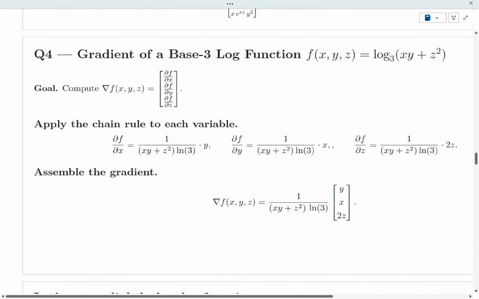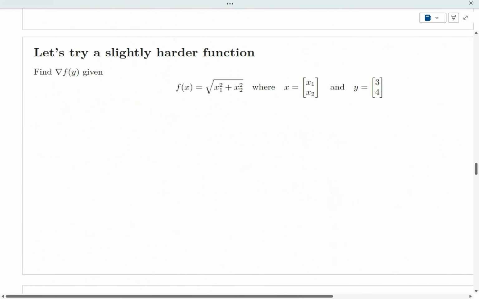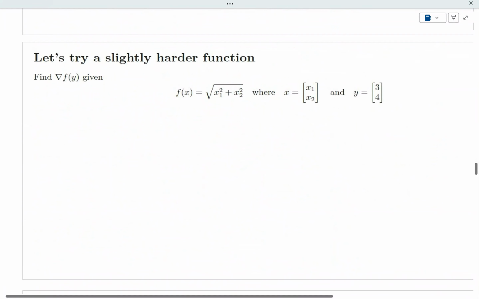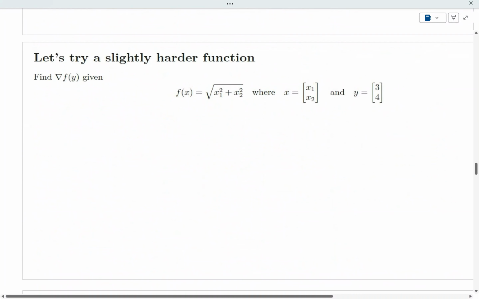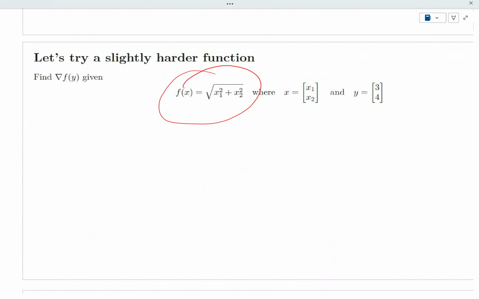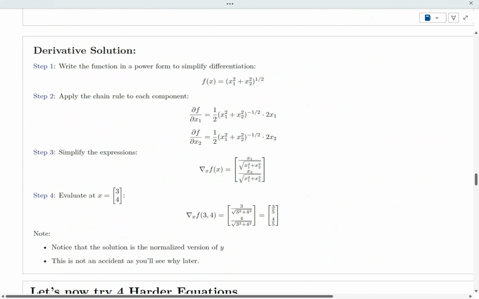All right, so these are not that difficult. Let's do another one, slightly harder. See if you can find a derivative. Well, not the derivative, the gradient function with respect to this function. Okay, pause the video. Here's the solution.